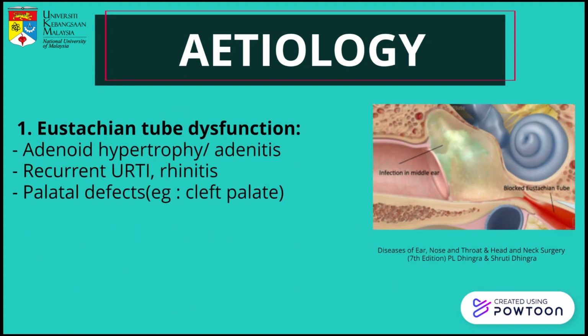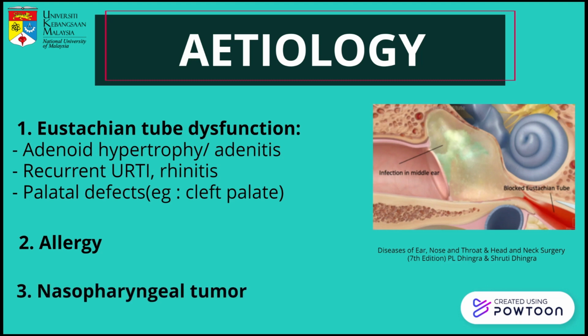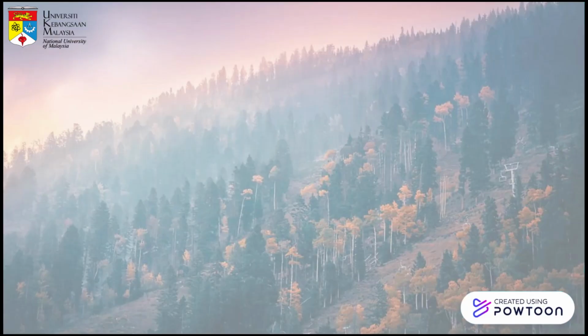Etiology of otitis media with effusion includes the first one, eustachian tube dysfunction, which can be seen in adenoid hypertrophy or adenitis, recurrent URTI, rhinitis, palatal defects, for example, cleft palate. The second one is allergy, and the third one is nasopharyngeal tumor.